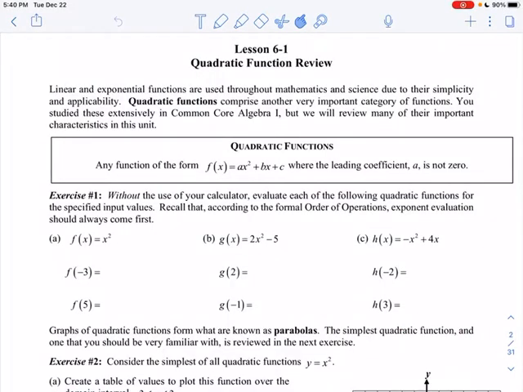Hi Algebra 2, this is Unit 6, Lesson 1, and we're going to start with a little review of quadratics. A quadratic is any equation that looks like this right here, f of x equals ax squared plus bx plus c. We used to call this a trinomial.